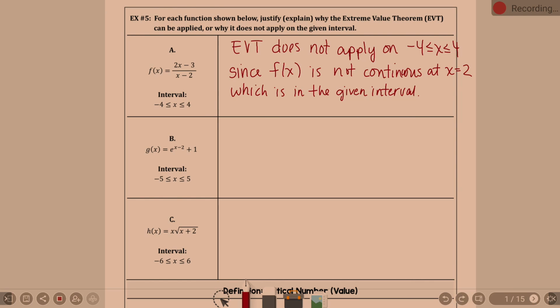Okay, B. g of x equals e to the x minus 2 plus 1. Is it e to the x? Do that again. Would it be this way, or is it this way? The second one. The second one. Okay.